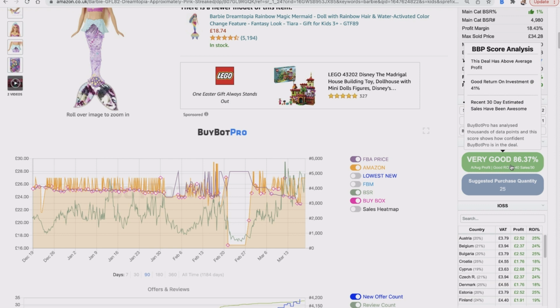So obviously 100% is the best deal in the world ever, and at 0%, there's a big problem. BuyBotPro will score the deal from 0% to 100%, so from very bad to excellent. If you hover over it, it will tell you the three reasons. Obviously, it can't give you thousands of reasons, so it's just picking the top three. So the deal's got above average profit, a good return on investment, and good 30-day estimated sales. So it's all looking good for the deal at those prices.